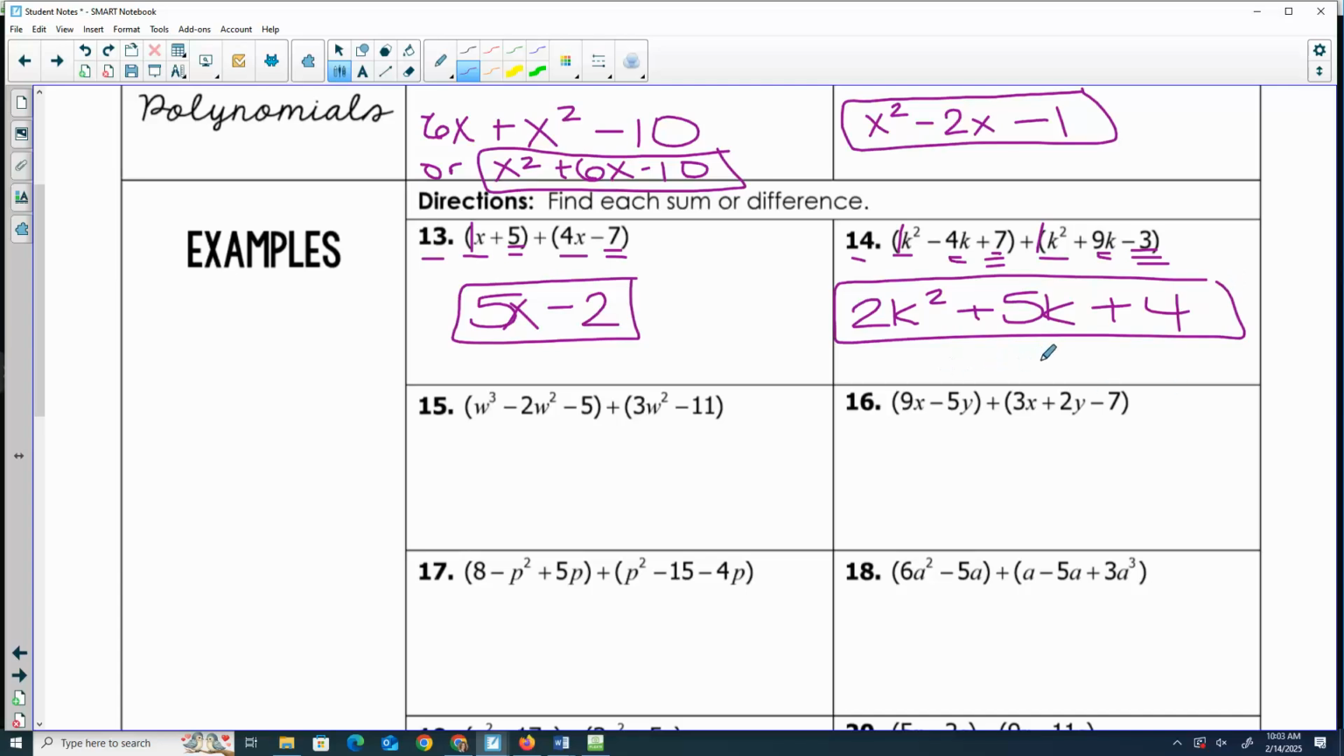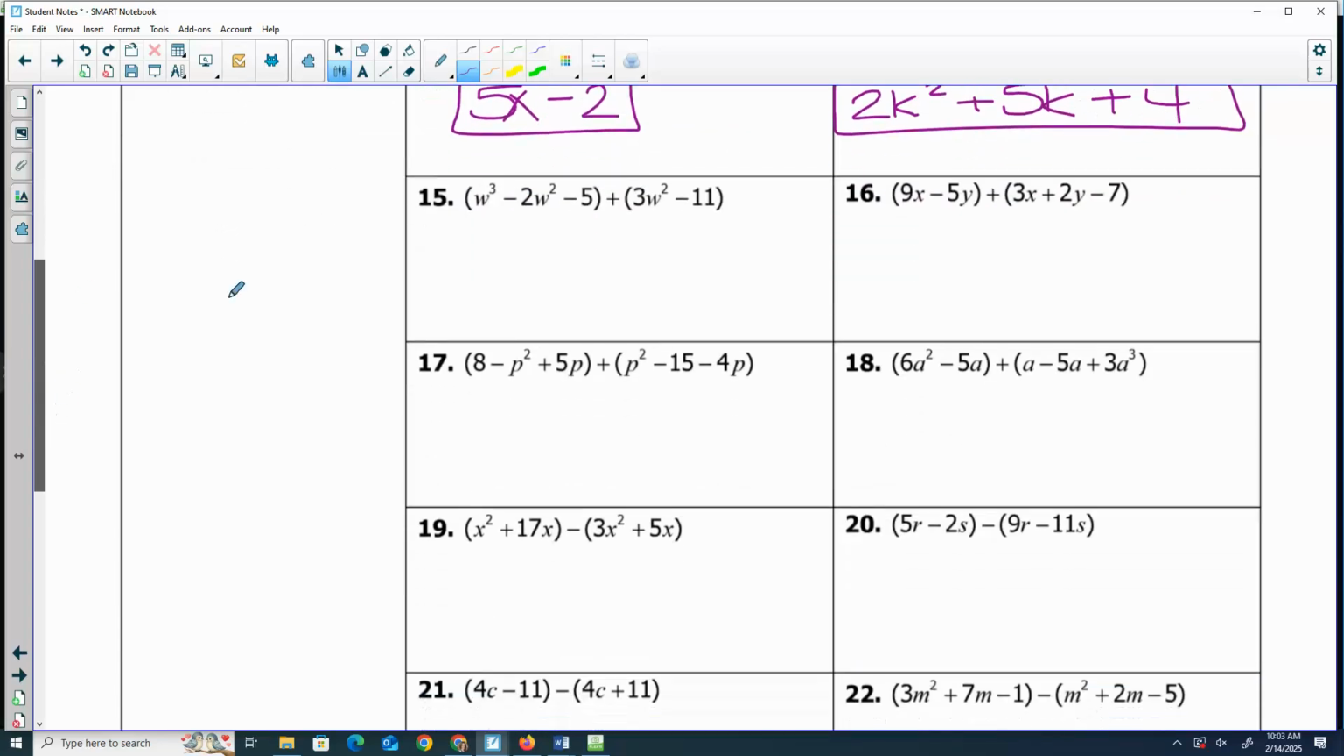Alright, they are only like terms if their variables are identical. So if I look at number 15, if I have w to the third, are there any other w to the thirds here? No, so that's just going to stay. I don't have anything else to add to it. Right, then I could add negative 2w squared plus 3w squared, which is negative 1w squared. Negative 5 plus negative 11 is negative 16. So you may not always have something to combine with it. If you don't, it just comes down.